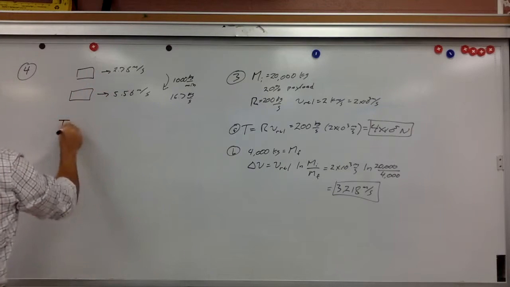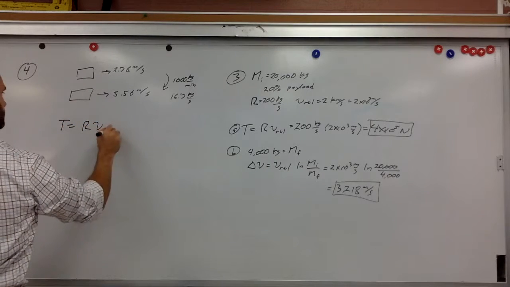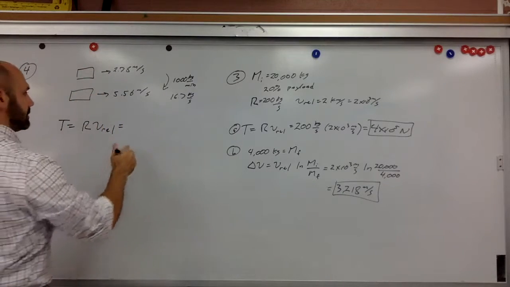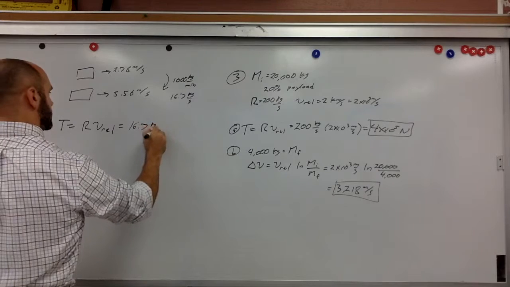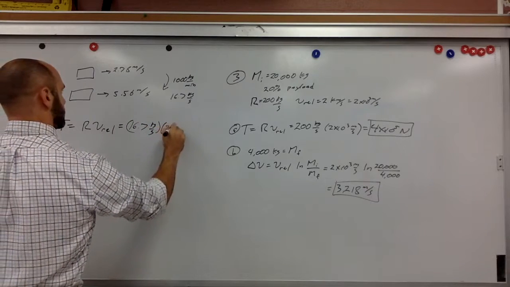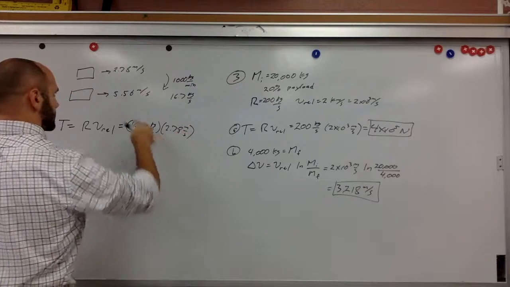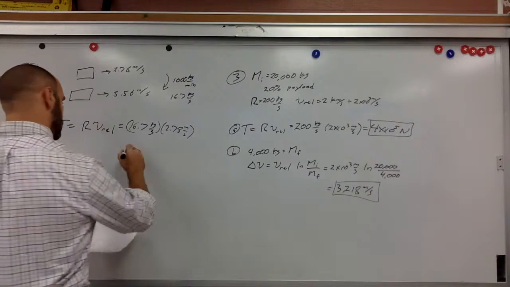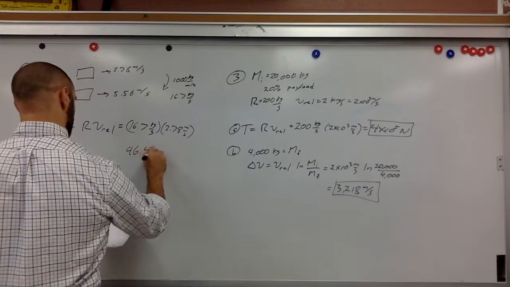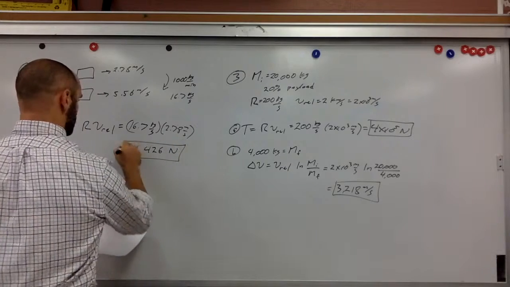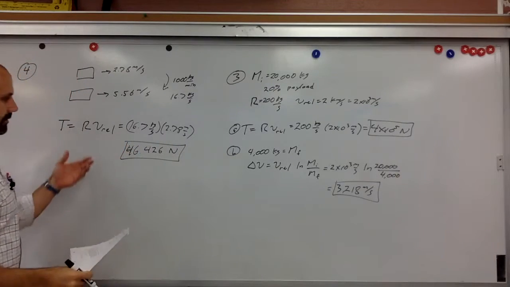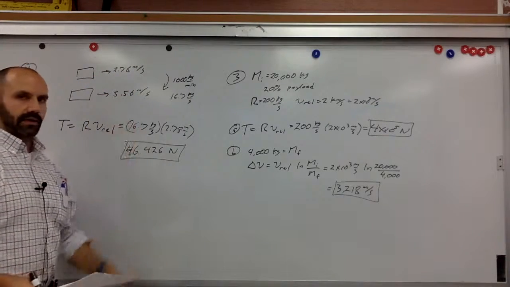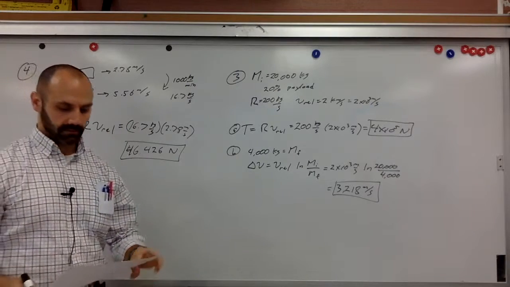And so really all we're doing here is T equals R times V rel. How much thrust is being created by this coal that's being shoveled on? So it's 16.7 kilograms per second times 2.78 meters per second, right? Because that's the difference between those two. And you get about 46.426 newtons. That's how much thrust there is due to the constant shoveling of the coal. So this is how much thrust you need to counteract that to keep the barge moving at a constant velocity.